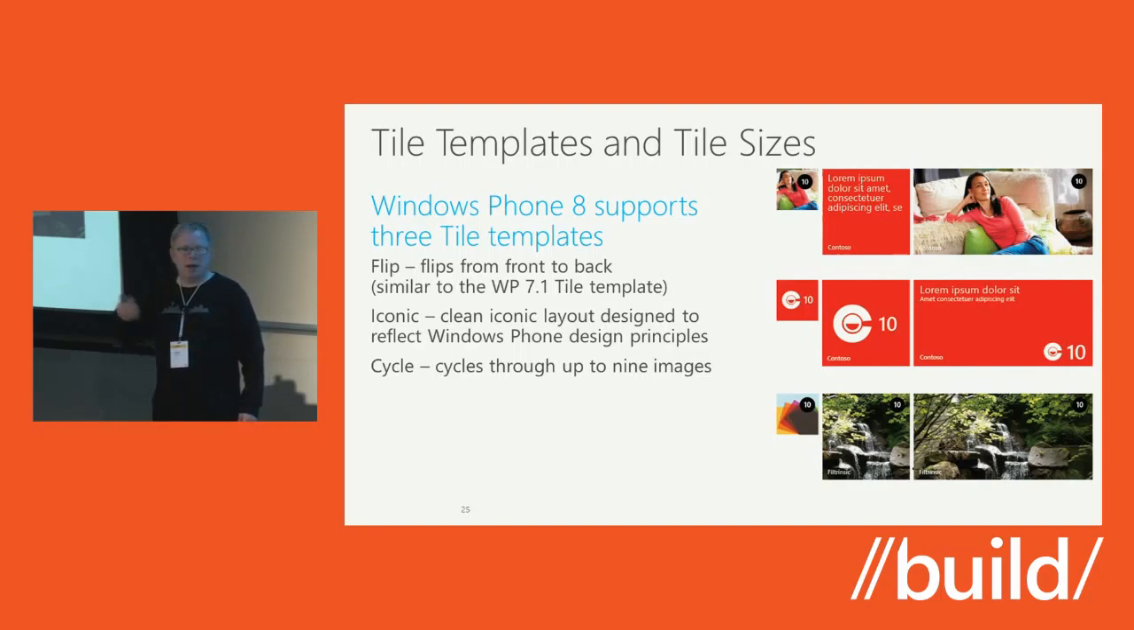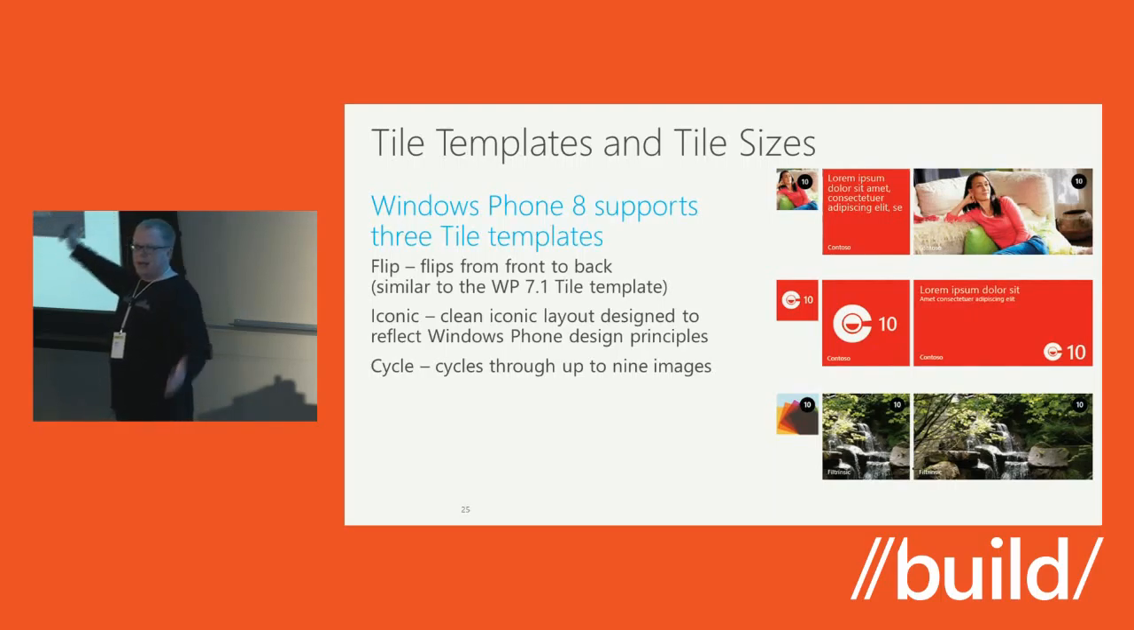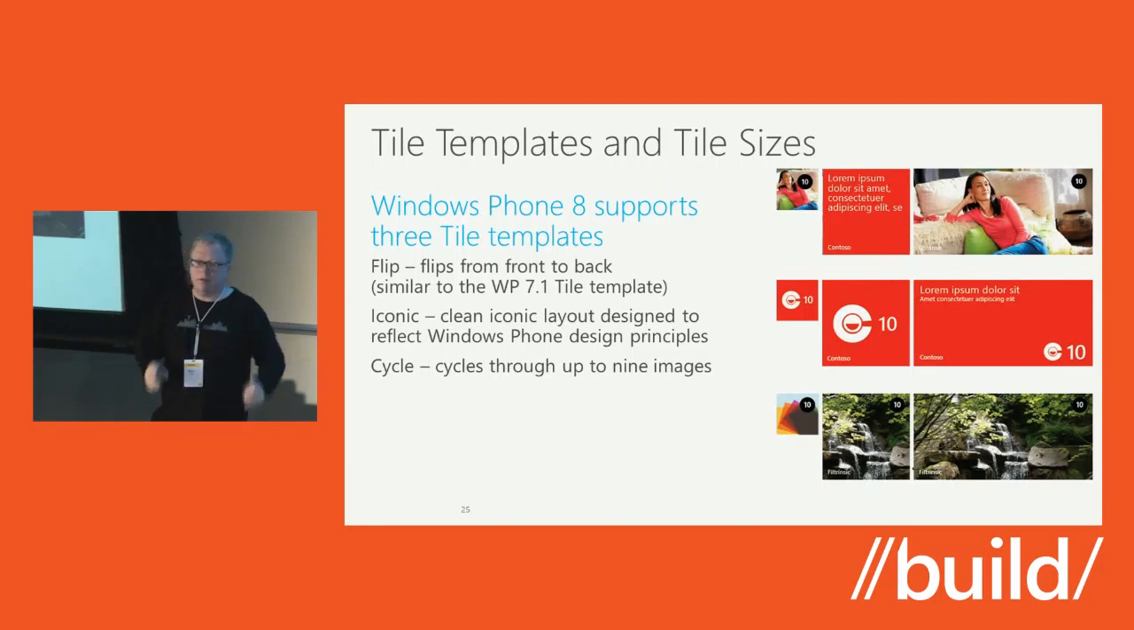So this time we have Flip, which is similar to the Flip template that we had before, so you can flip to the back of the tile. We have Iconic, which is on the second row here, so you can put all your information at the top, and your icon goes there, and it scales with the sizes, so that you notice the notification count. You don't have to do anything. It does that automatically for you.